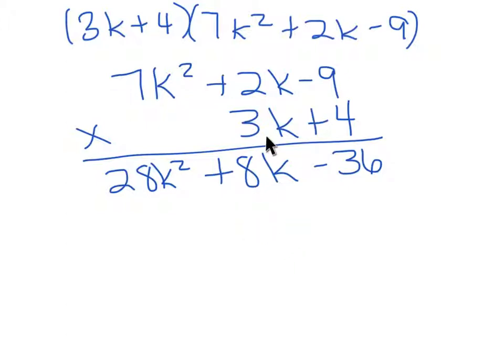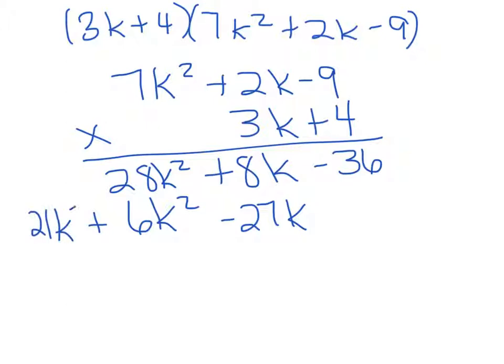So 3k times everything now. 3k times negative 9 is going to give us negative 27k. 3k times 2k will give us 6k squared. That's positive. And 3k times 7k squared will give us 21k cubed. Whoops. Cubed. That wasn't a very good 3.